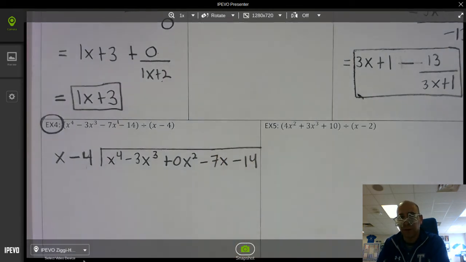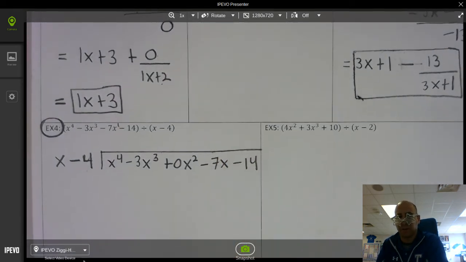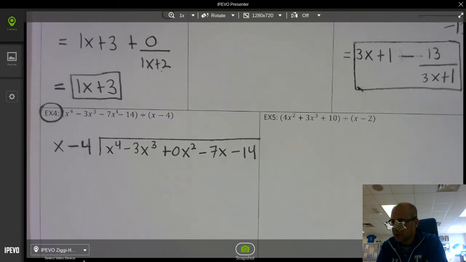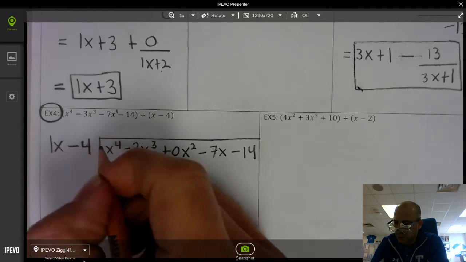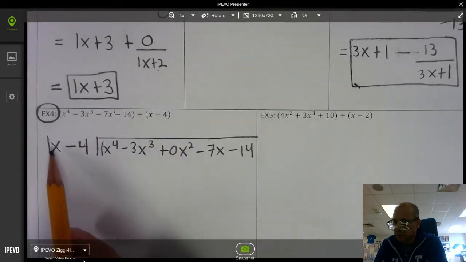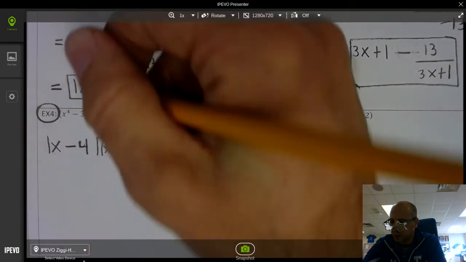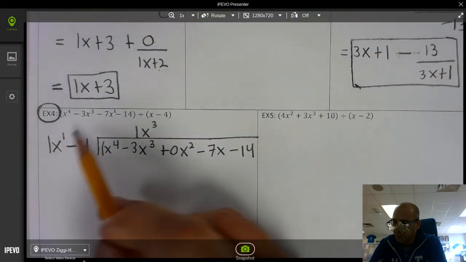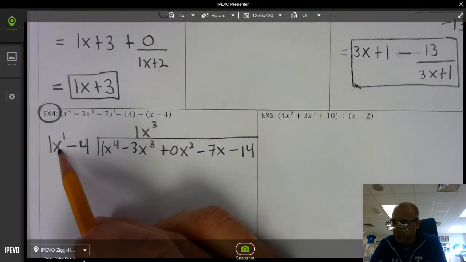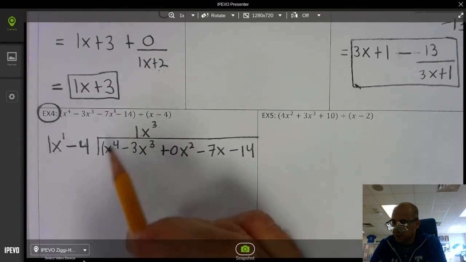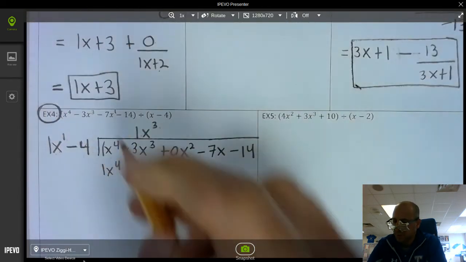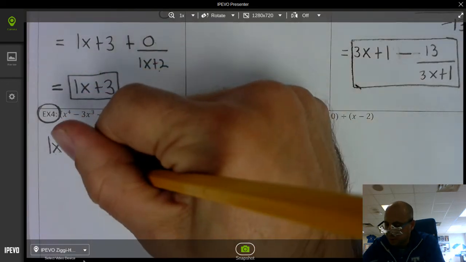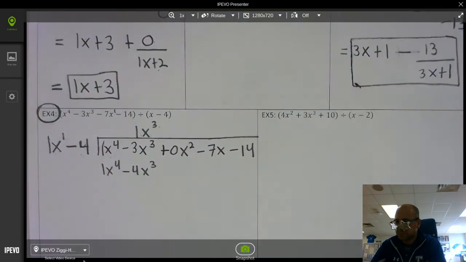Now I'm going to attempt to deliberately make a mistake in this problem. I'm going to hope that you catch it while you're watching me work it, okay? All right, so step 1 and step 2, divide and multiply. So I'm going to put a 1 here, I like 1s here. You have to ask yourself, well, what do you multiply 1x by to give you x to the fourth? Well, it's 1x cubed, because again, when you multiply exponents, you add them. So 1 plus 3 is 4. So 1x times 1x cubed is x to the fourth. So that's 1x to the fourth. But then remember, you multiply here, so that's minus 4x cubed.